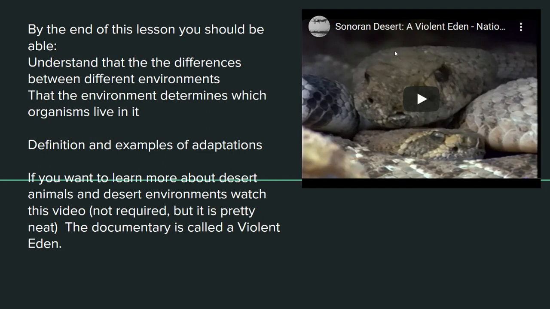So, really quick, this is a quick lesson. By the end of this lesson, you should be able to understand the differences between different environments. Oh, there's a typo there. I'll change it later. That the environment determines which organisms live in it, and also the definition and examples of adaptations.